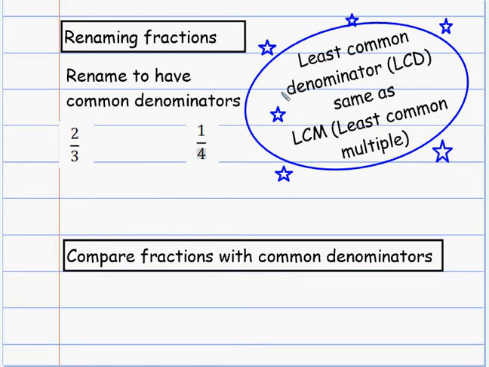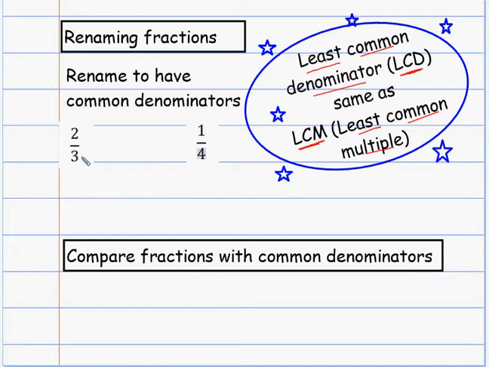Renaming fractions to have common denominators. We've done this a lot of times, so this should just be a refresher for you. If I want them to have common denominators, the least common denominator, or LCD, is the same as the least common multiple. This example is not going to be that difficult, but in a couple more slides, we'll talk about how we can use the prime factorization in the Venn diagram, just like we do when we find the least common multiple.